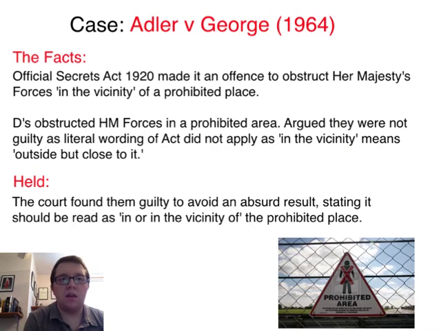So in our first case example, the narrow application of the Golden Rule, we see the case of Adler and George, 1964. The facts of the case were that the Official Secrets Act 1920 made it an offence to obstruct Her Majesty's forces in the vicinity of a prohibited place. Now, the defendants obstructed Her Majesty's forces in a prohibited area, but they argued that the literal meaning of the words in the Act, the words in the vicinity, meant outside but close to it. So in other words, they couldn't possibly be guilty.